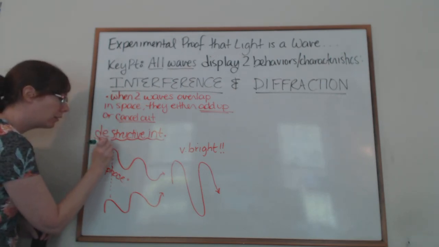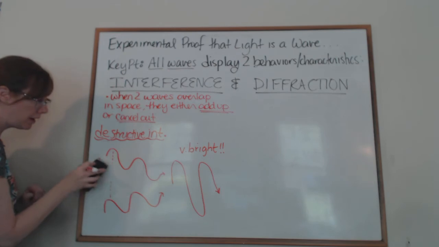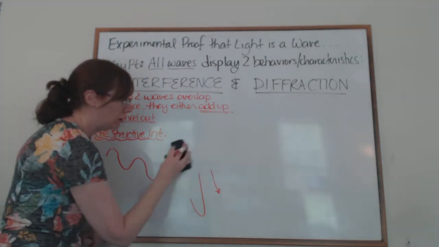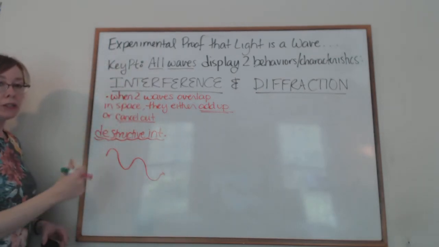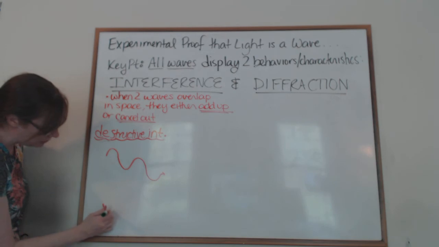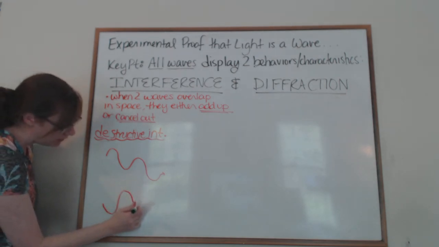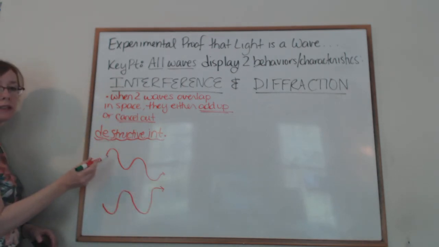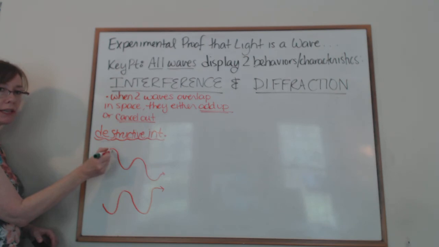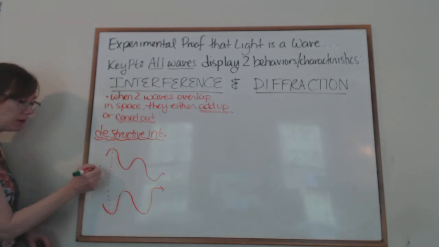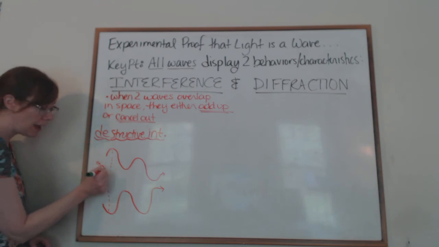Destructive. So I'll keep my first wave, but I've got to change my second wave. With destructive interference, you're also going to have two waves that are headed towards each other. However, I'm going to draw these ones out of phase. So you can see with these two, where one is experiencing a crest, the other one is experiencing a trough, and these are called out of phase.